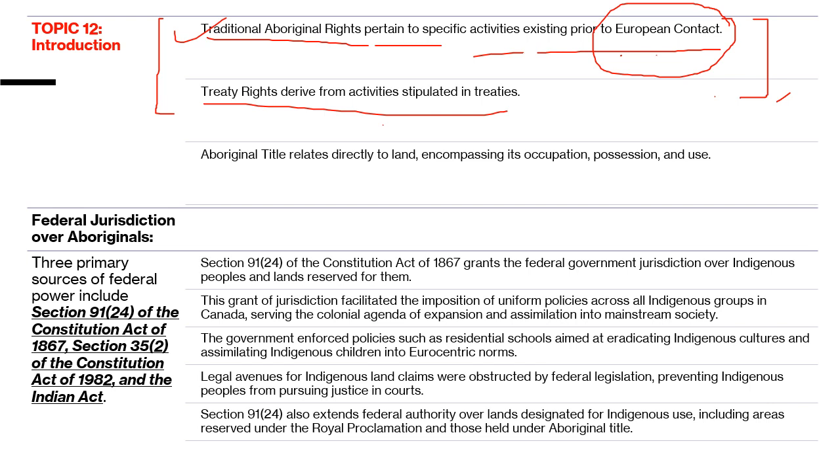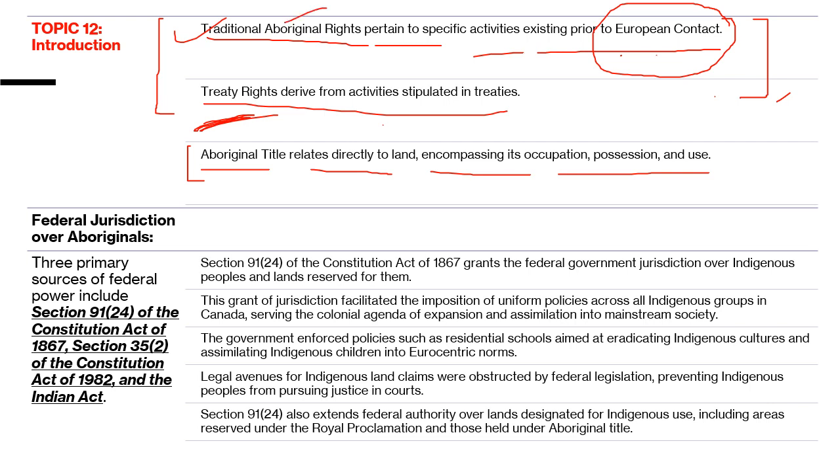Many times these rights are in question. These rights become the main point of issue in various case laws, which we will be discussing side by side. Aboriginal title relates directly to land, encompassing its occupation, possession and use. How one can use Aboriginal land, or to what extent, or whether we are allowed to interfere with Aboriginal land or not.